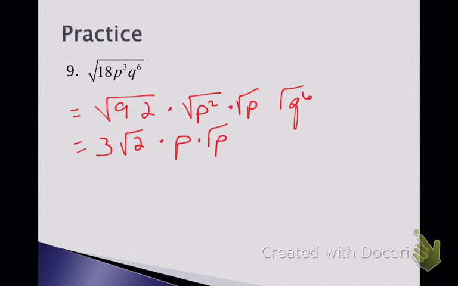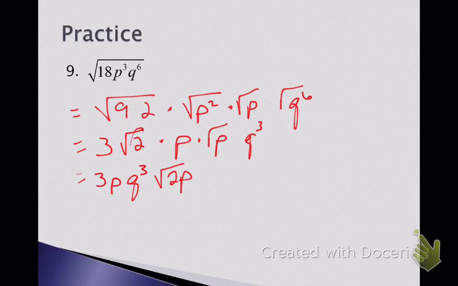And then the square root of q to the 6th is q to the 3rd. Now, another way to approach this is everything on the outside gets multiplied together, while everything on the inside gets multiplied together. So 3 times p times q to the 3rd is 3p q to the 3rd. And then the square root of 2p. And then we're done, because we're taking this 2 times that p.